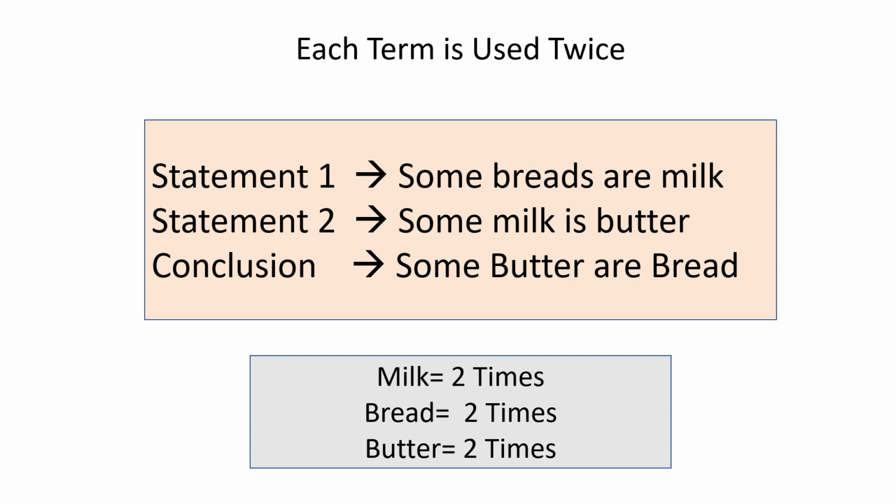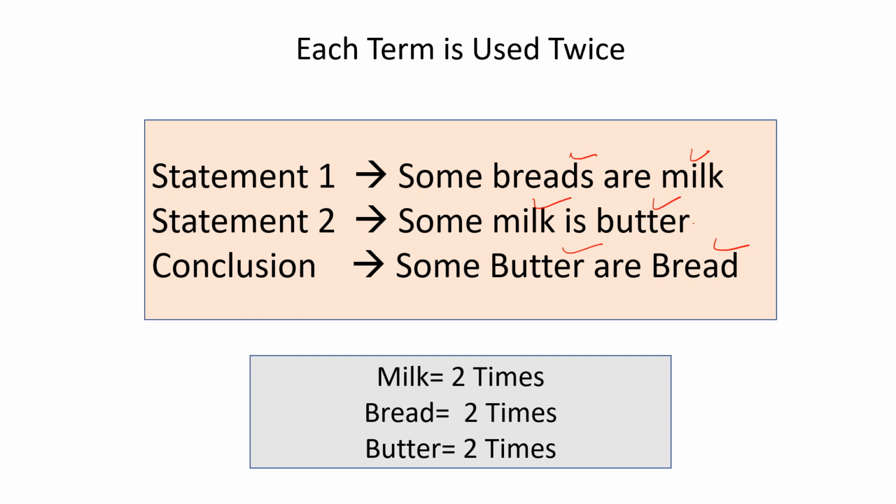If you look at the previous example, some bread are milk. So bread is here and here. Milk is here and in statement 1. And butter is here. Butter is in the second statement and in the subject of the conclusion. So here milk is repeated twice, butter is repeated twice, and bread is repeated twice.